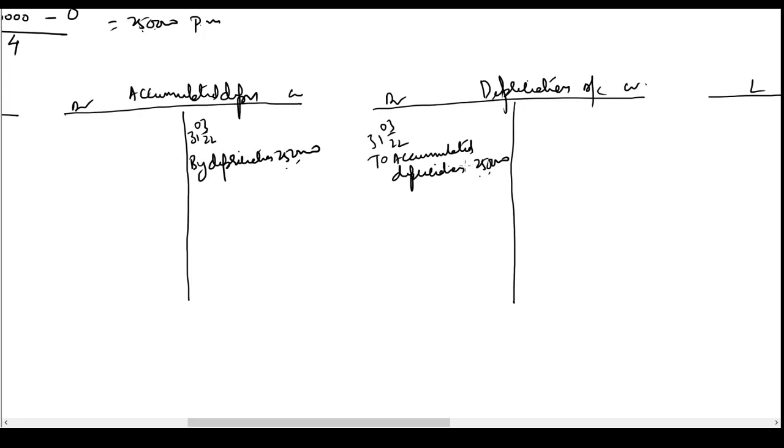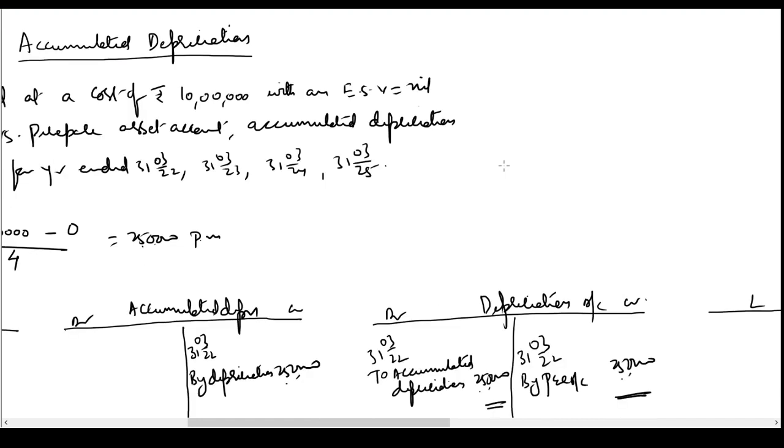The next entry we are going to pass is this depreciation loss is debited to the profit and loss account because it is an estimated loss. It has to be debited to P&L account. So on 31st March 22 I'll transfer it to P&L account. I'll write by P&L account 2,50,000. With this, depreciation account will close. For the sake of ease, I'll pass the entries here.